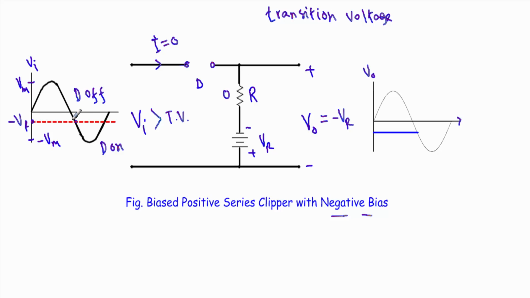Within this interval, our output voltage will be equal to minus VR. Now consider this interval from this point to this point. When the input voltage is less than the transition voltage, in that case this diode will be in forward bias, so I can replace this diode with a short circuit. If I replace the diode with a short circuit, our new circuit will look like this.